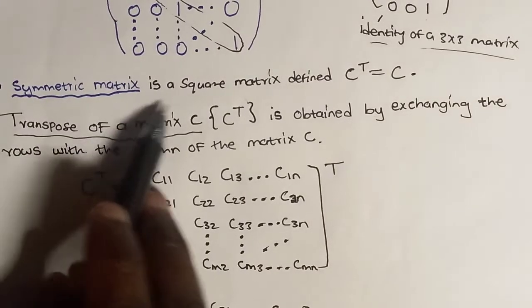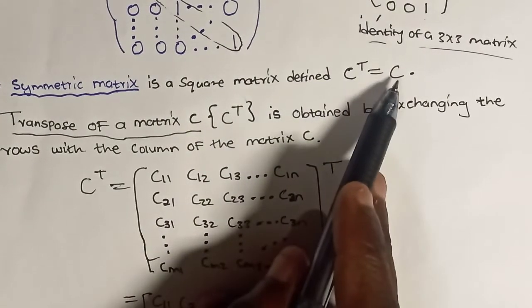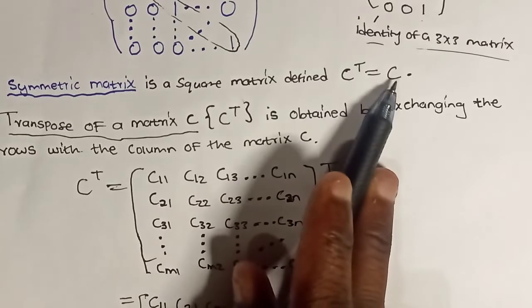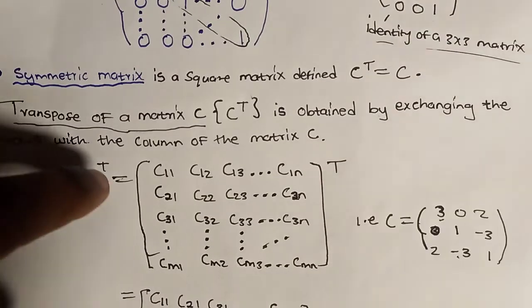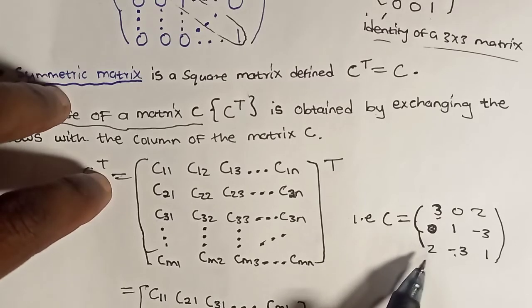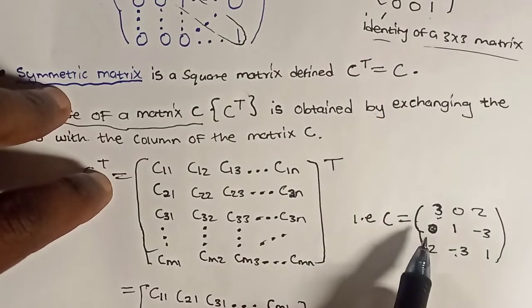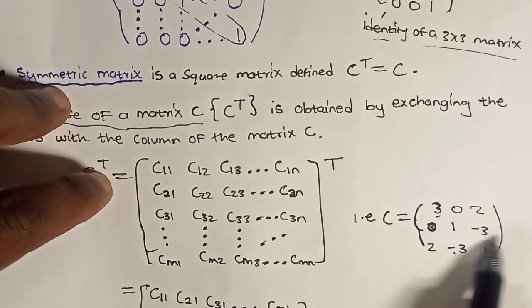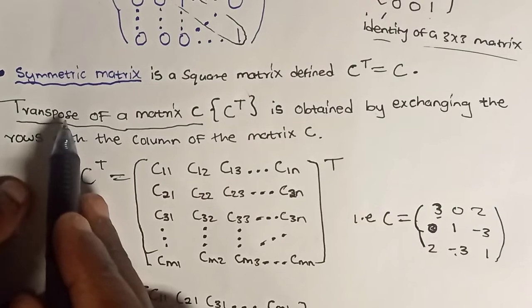A symmetric matrix is a square matrix defined by the transpose of the matrix being equal to itself. So if the transpose of matrix C is in fact C, then C is a symmetric matrix. We can have a perfect example for this. From this example, the transpose of matrix C is actually C, because when you transpose this matrix, your first row becomes your first column, your second row becomes your second column, and your third row becomes your third column. So it remains unchanged, and for that reason, it's a symmetric matrix.